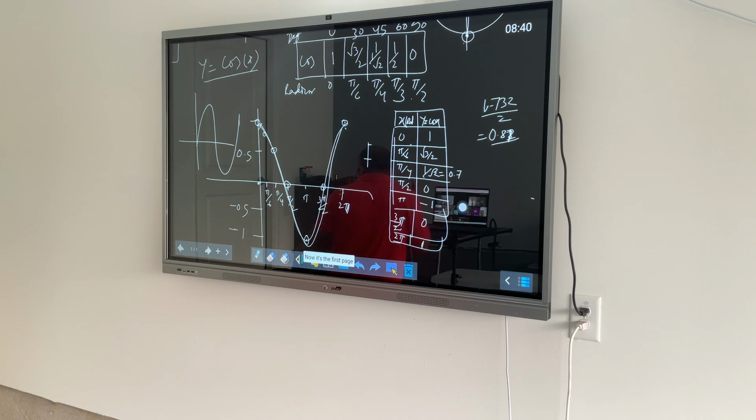Let me pause here and see if whatever I have told so far, did that make sense to you guys? Or let me put it this way. If you come across this term, how do you plot a sine curve? Would that bother you at all?